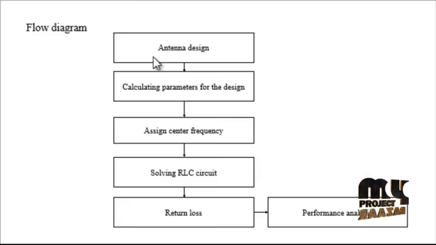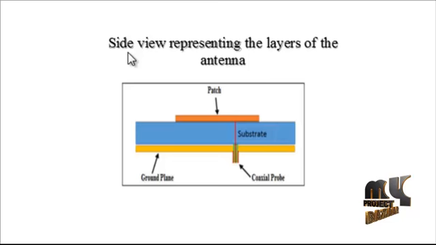First of all, there is the antenna design. Basically the antenna design looks like this. This is a side view representing the layers of the antenna. This is a patch, this is a substrate, and this is a coaxial probe. Finally, this is a ground plane.